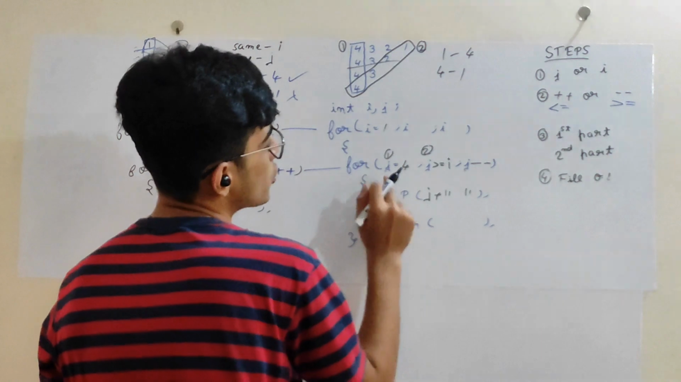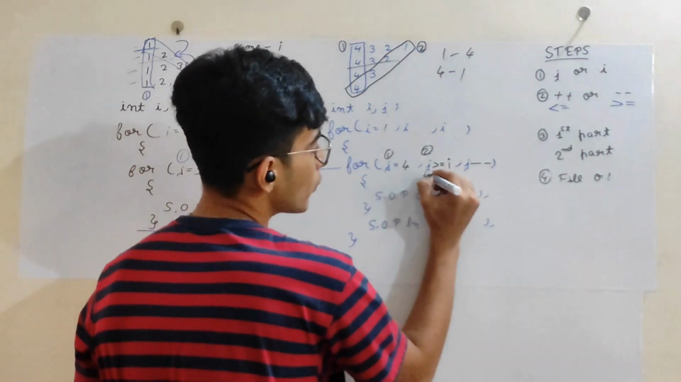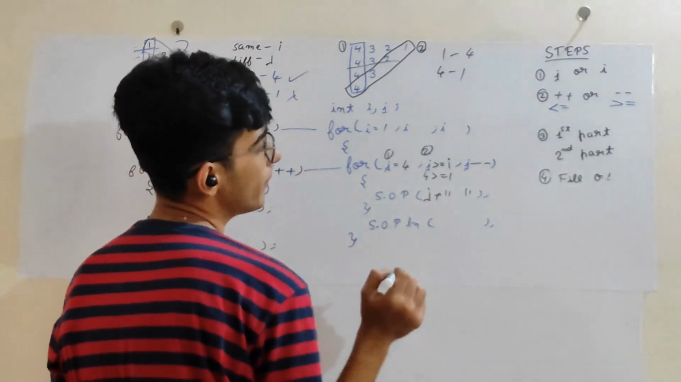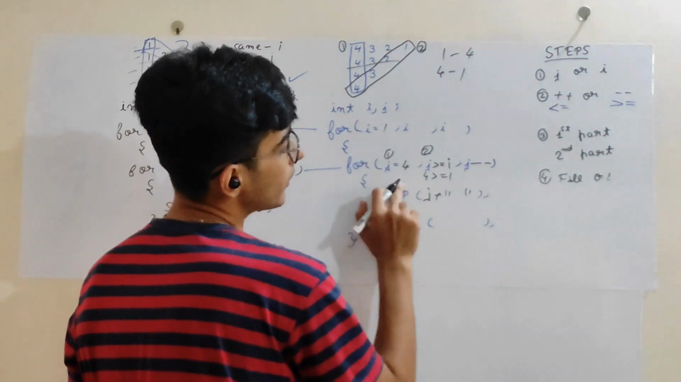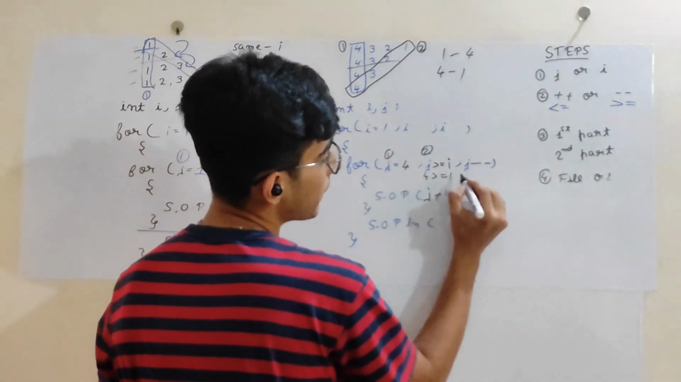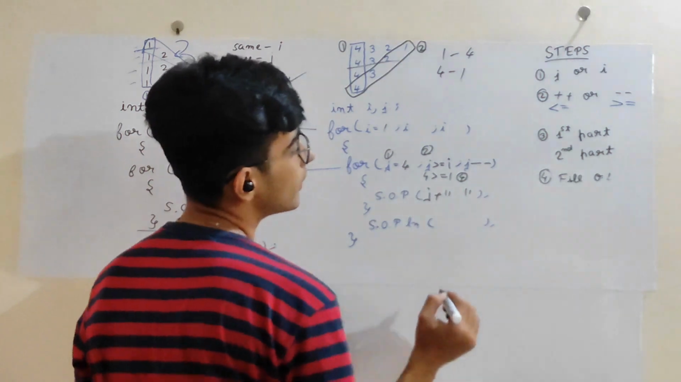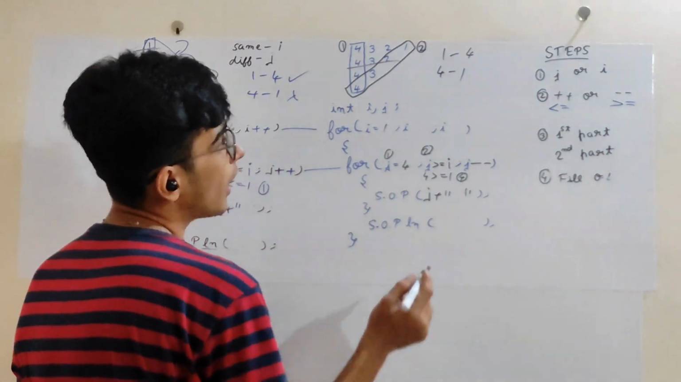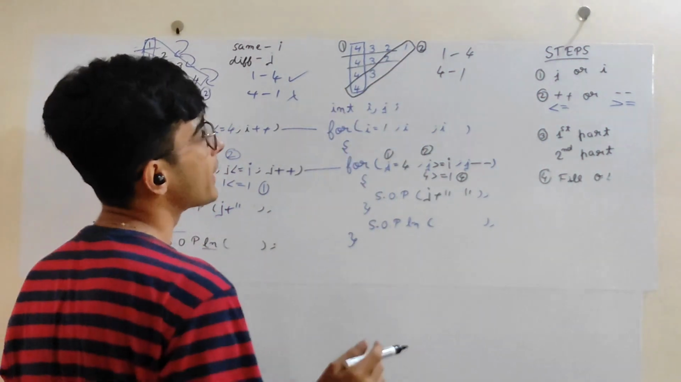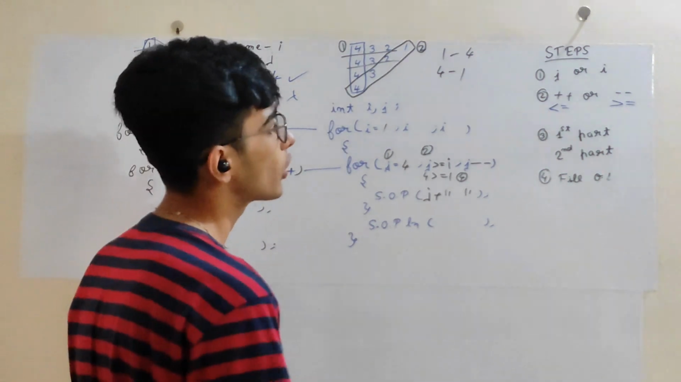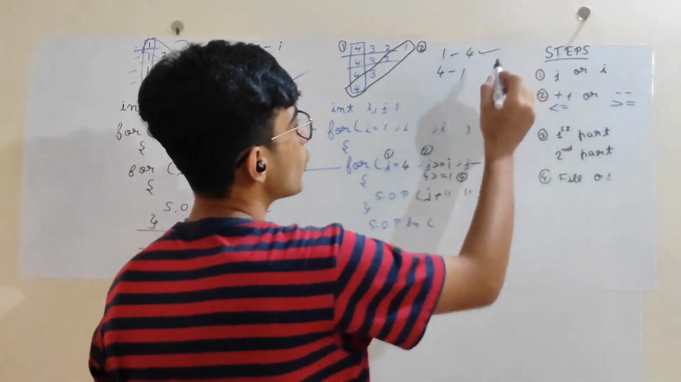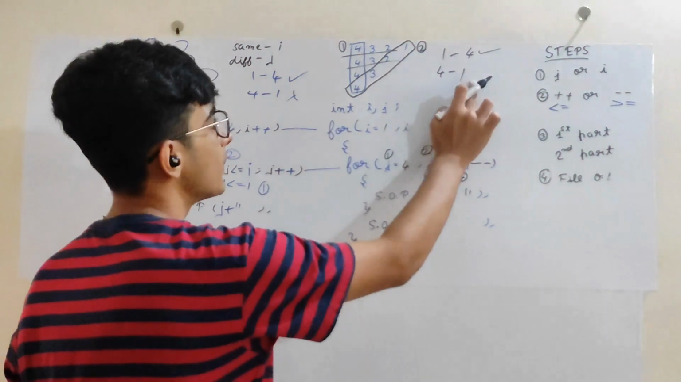i is equals to 1. j is equals to 4. Means 4 is greater than equal to 1. How many times will this repeat? This will repeat 4 times, right? And in the first row, how many times do I have to print? I have to print 4 times. Okay? So this 1 to 4 is correct. Okay? 4 to 1 will be wrong.